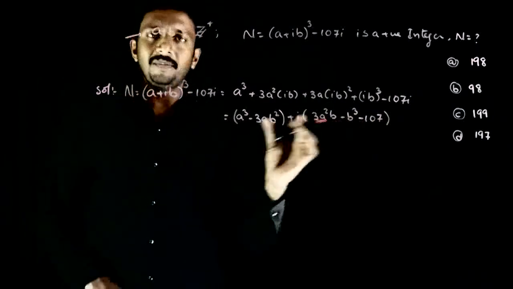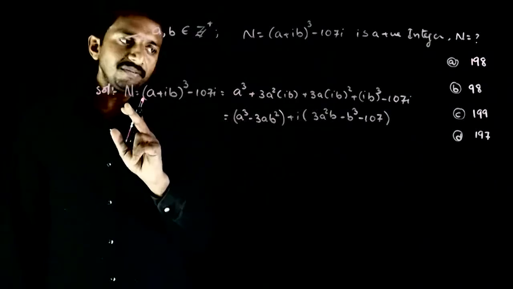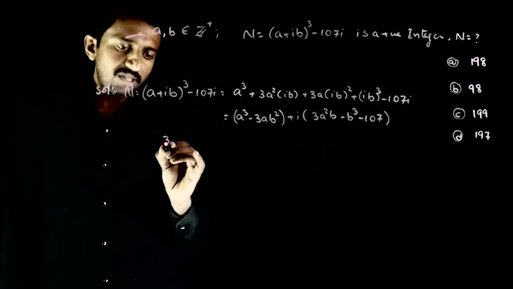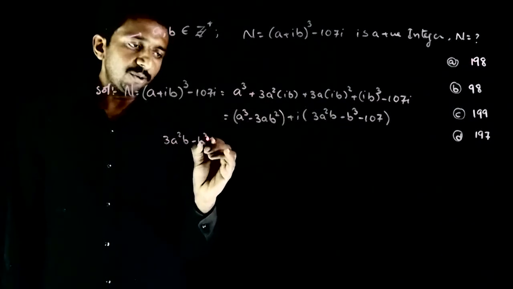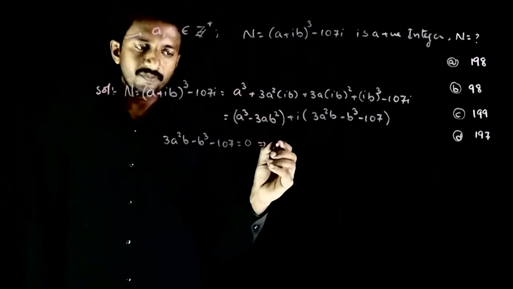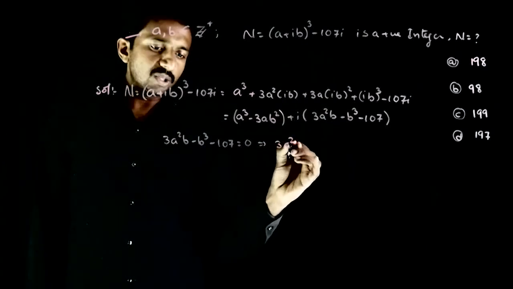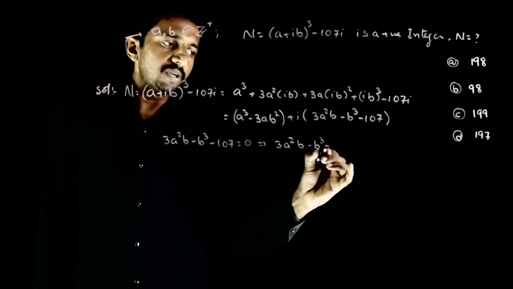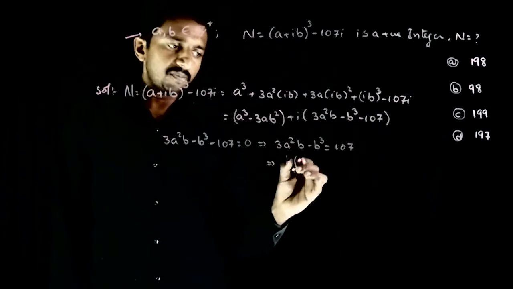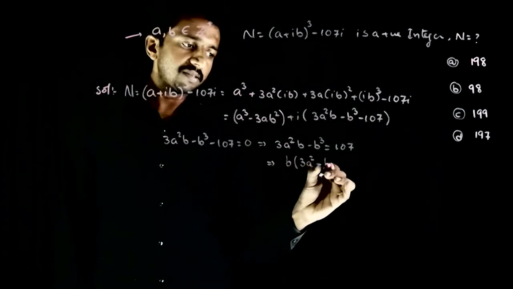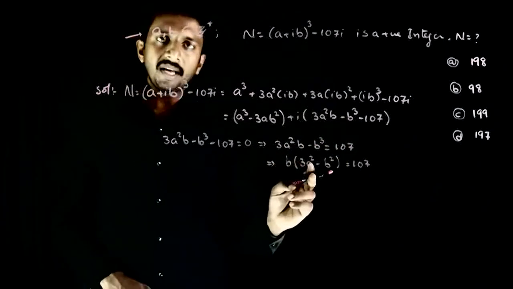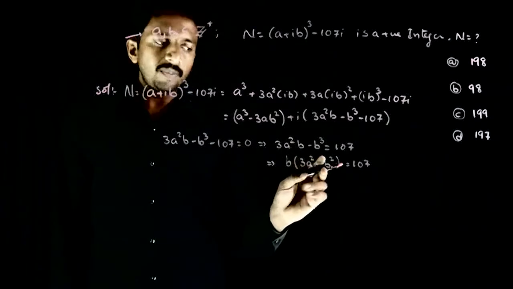So this is the real part, this is the imaginary part. Given that n is a positive integer, the imaginary part has to be equal to 0. So 3a square b minus b cube minus 107 is equal to 0. This implies 3a square b minus b cube is equal to 107. Taking b common, b into (3a square minus b square) is equal to 107.